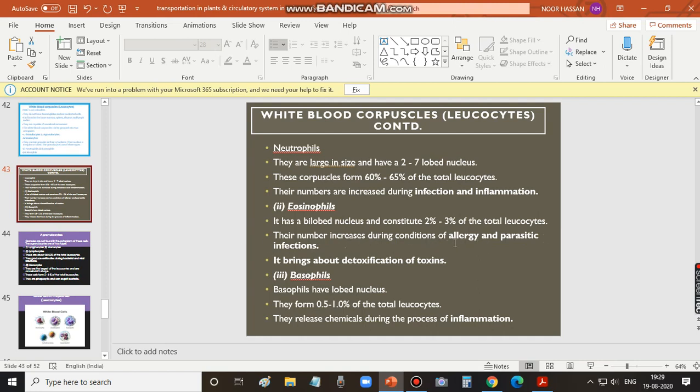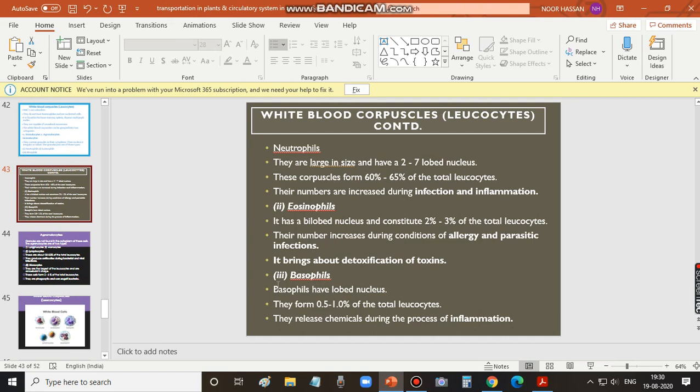When people are affected by allergic conditions, due to some allergens or due to parasitic infections, eosinophil number also increases. It brings about detoxification of toxins. They remove the toxicity of the toxins which are produced in the body. That is called detoxification, removing toxicity of toxins.